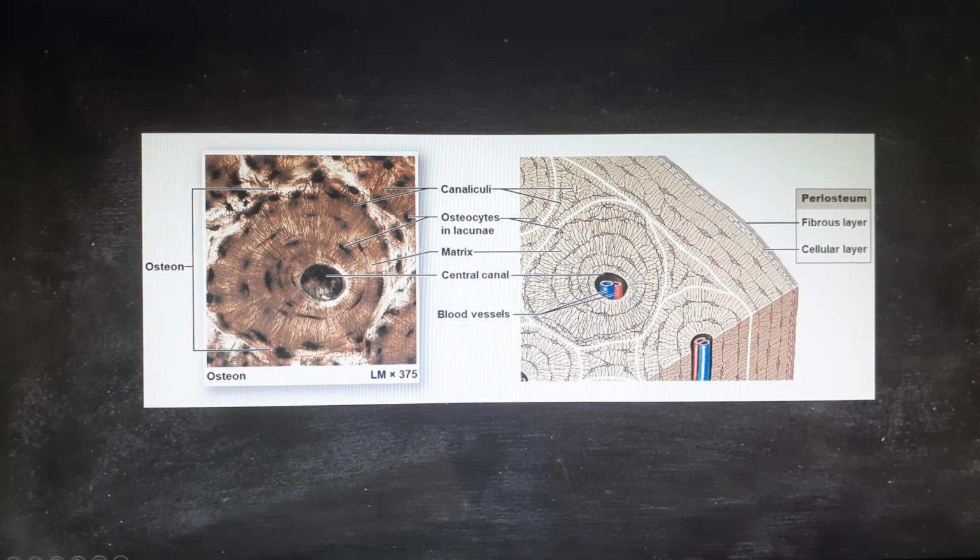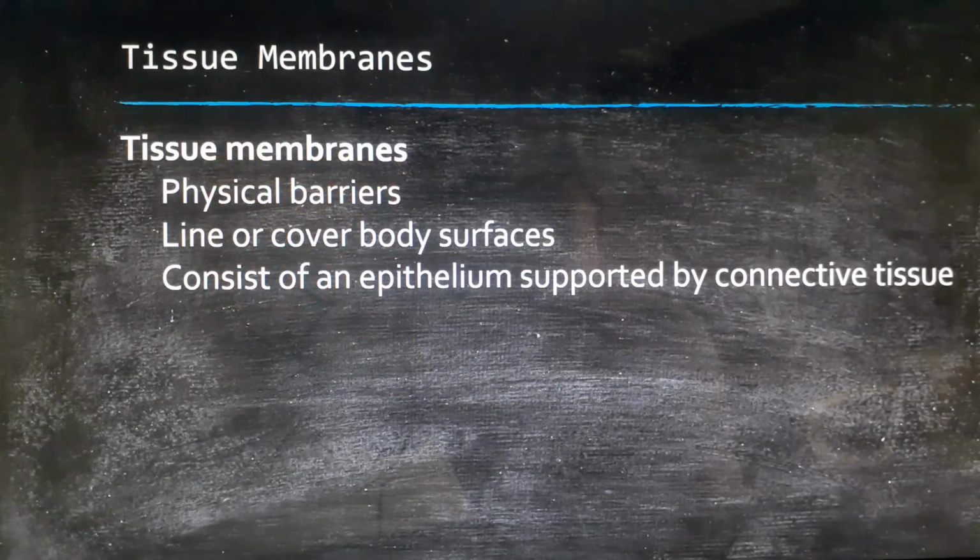Here's my central canal. And then we have the osteocyte, which would be the cell that would live in the lacunae. So that is bone tissue.